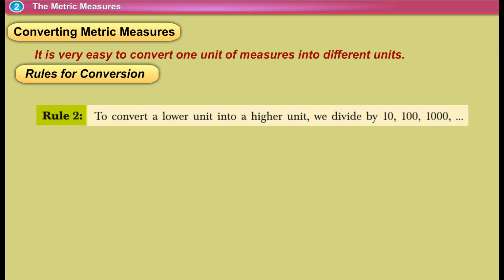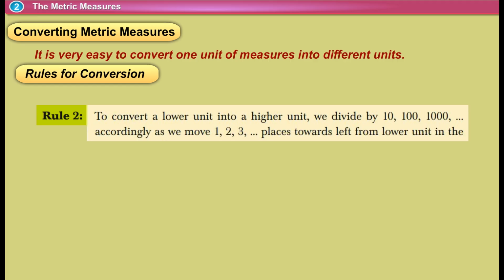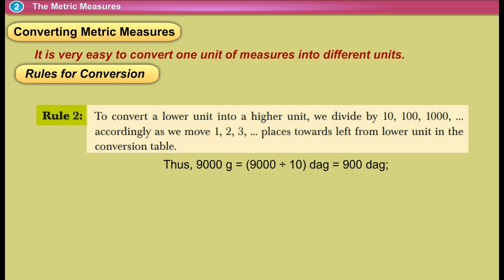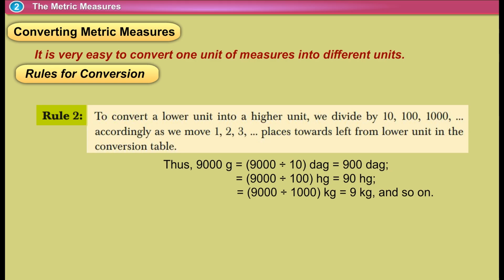Rule 2. To convert a lower unit into a higher unit, we divide by 10, 100, 1000, accordingly, as we move 1, 2, 3 places towards the left from the lower unit in the conversion table. Thus, 9000 g is equal to 9000 divided by 10 decagram, which is equal to 900 decagram, is equal to 9000 divided by 100 hectogram, which is equal to 90 hectogram, is equal to 9000 divided by 1000 kg, which is equal to 9 kilograms, and so on.